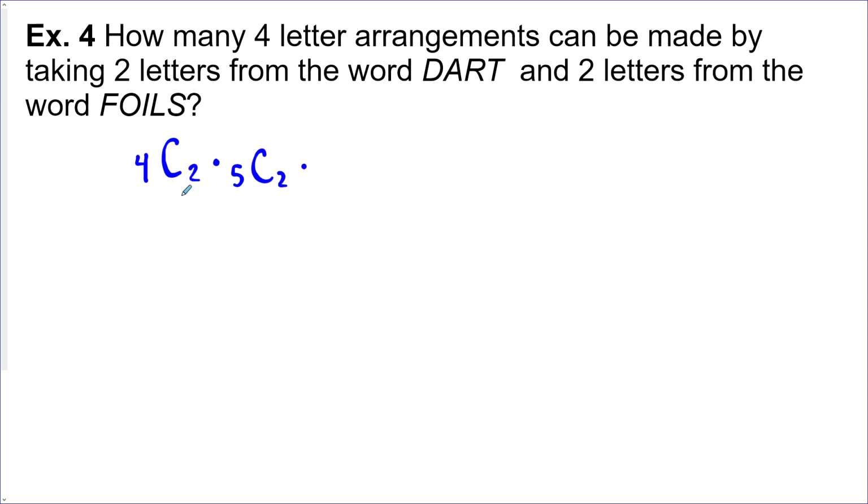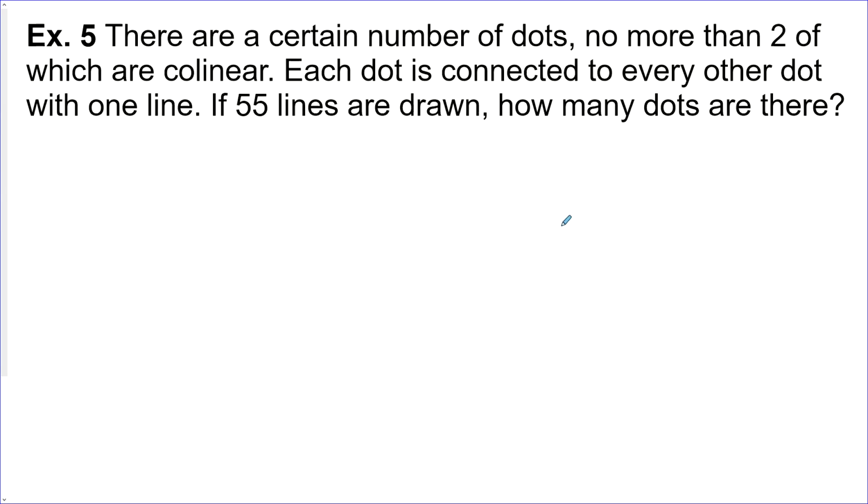Now that I have those 2 letters from each of these words, I need to rearrange them to make another 4-letter arrangement. So that would be 4 factorial, or you could do 4 permute 4. And this is it, 1,440.